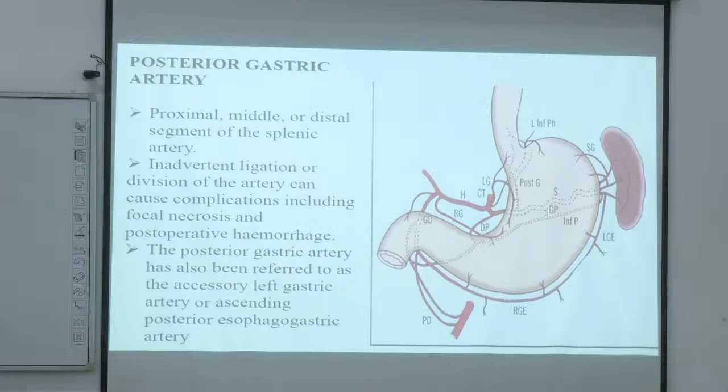This is not that much important. The rest of the arteries are very important: the two gastric arteries, left and right, the two gastroepiploic arteries, and the short gastric arteries. All of those you have to write when writing the blood supply. Next.